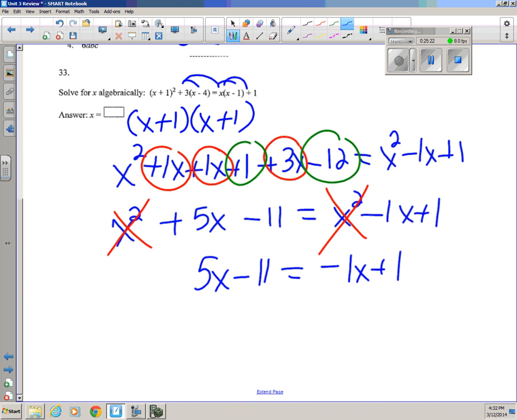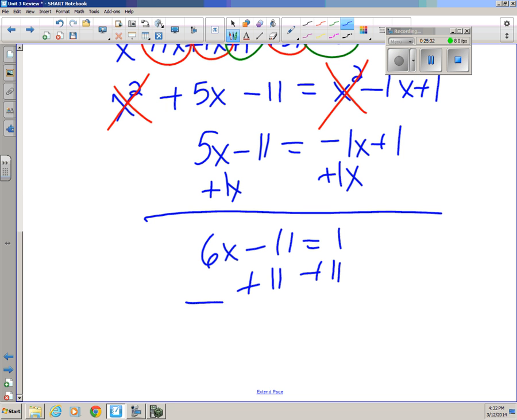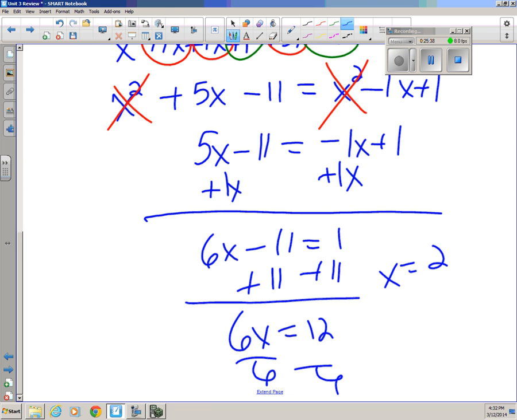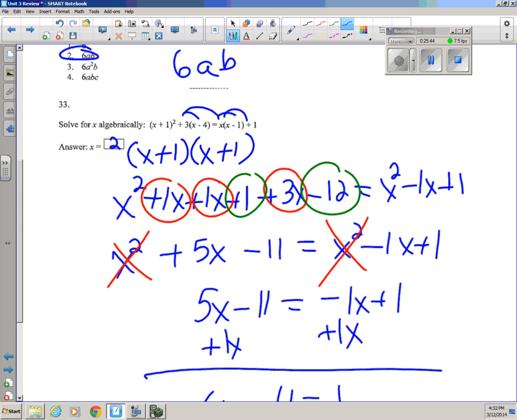I'm going to solve this equation. It's not a quadratic, it's just a plain old linear. I'm going to add 1x to both sides. 6x minus 11 equals 1. I'm going to add 11 to both sides. 6x equals 12. I'm going to divide both sides by 6. x equals 2.